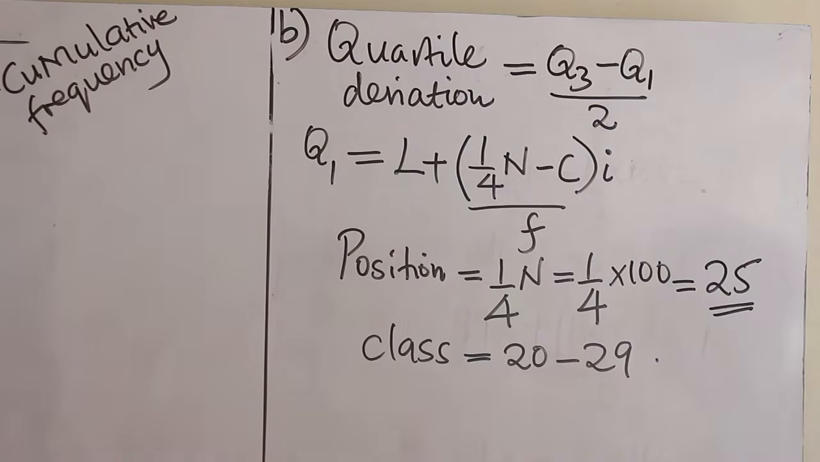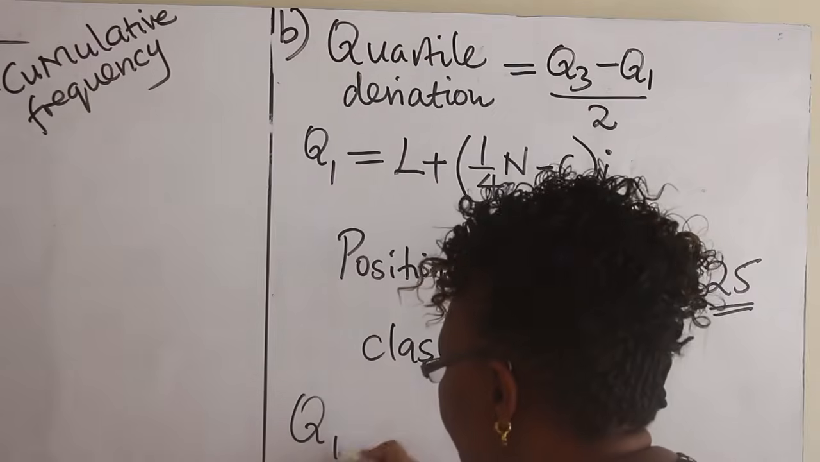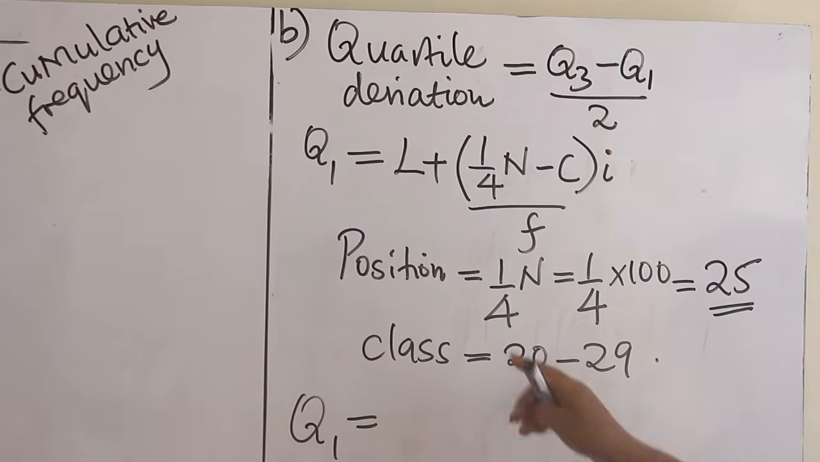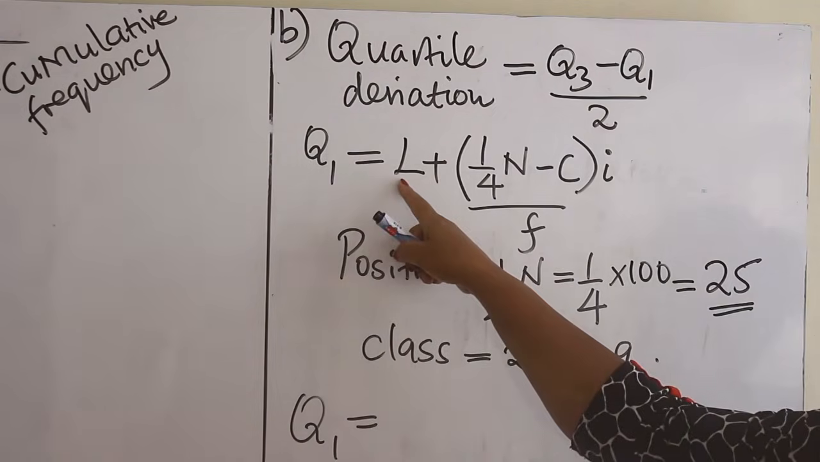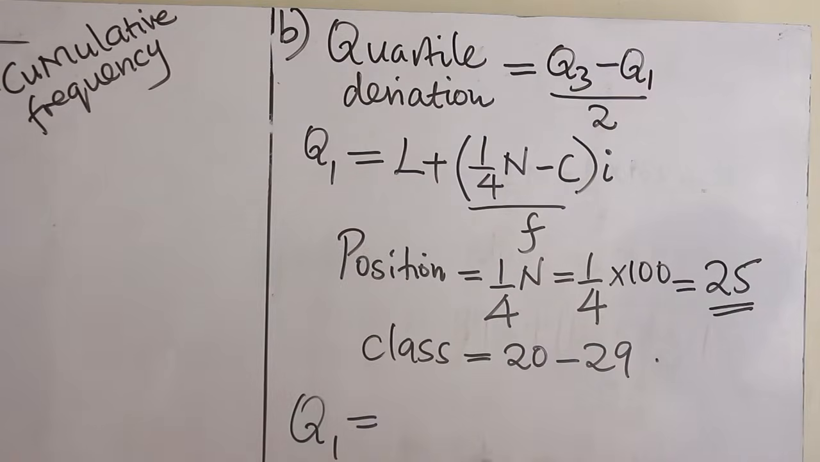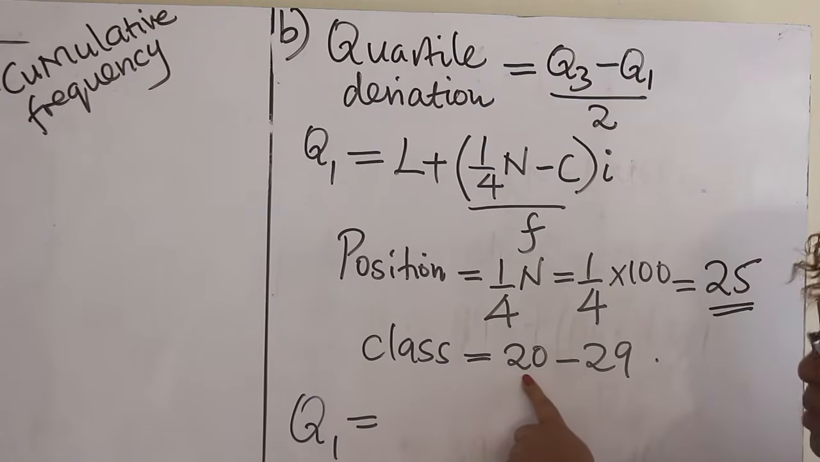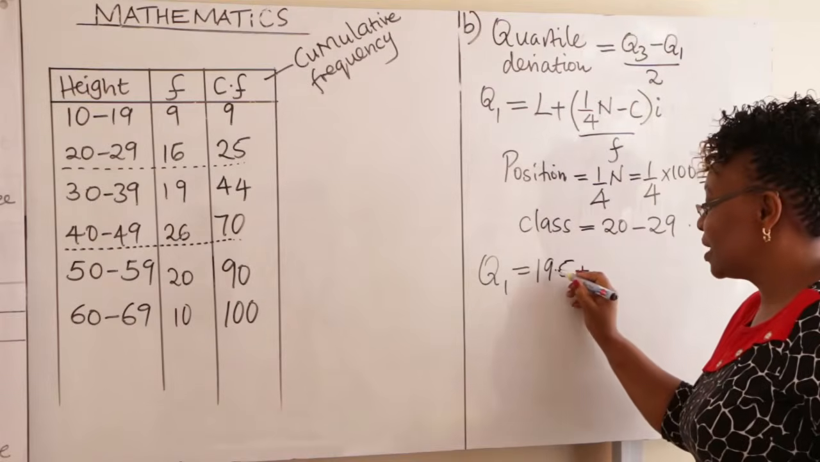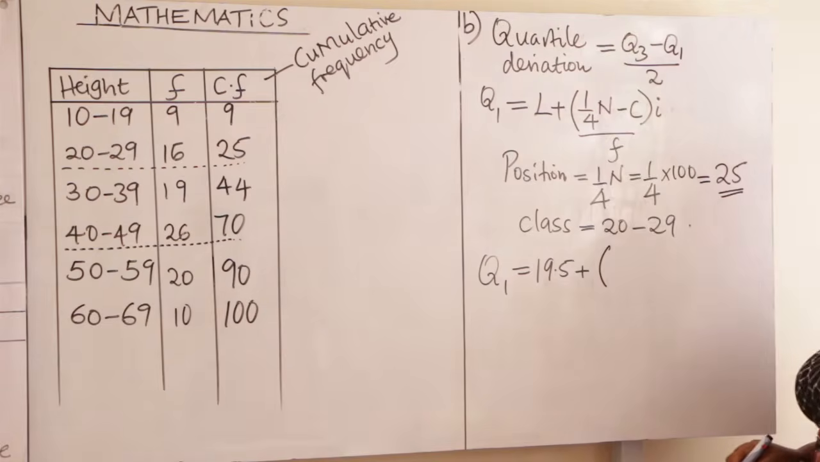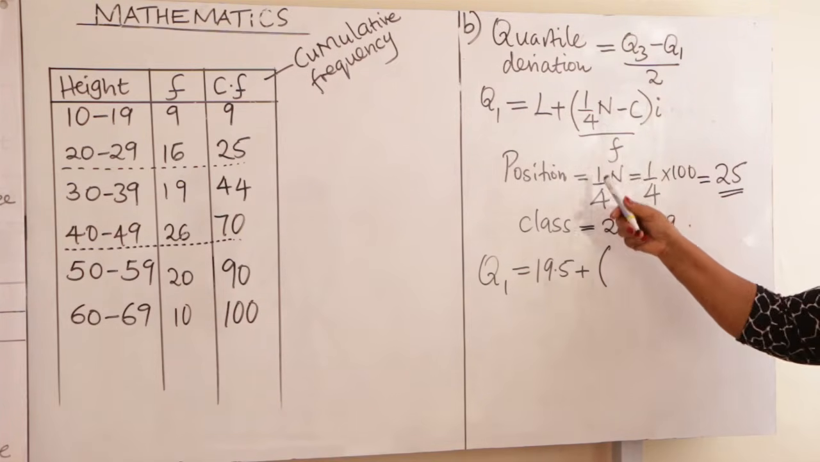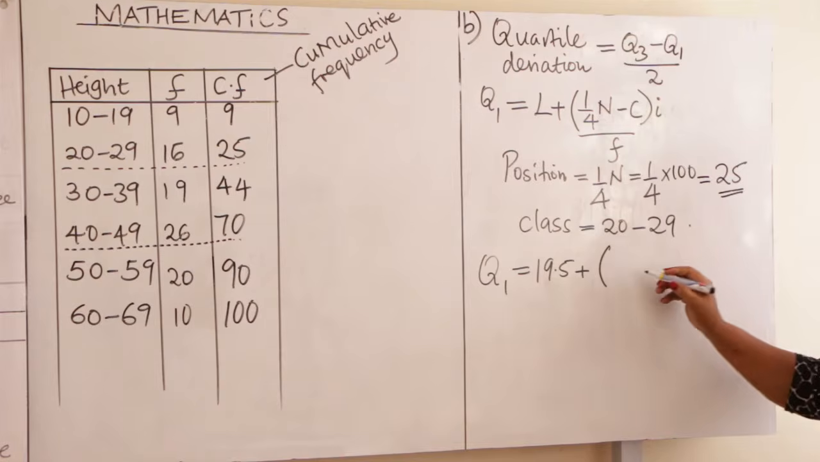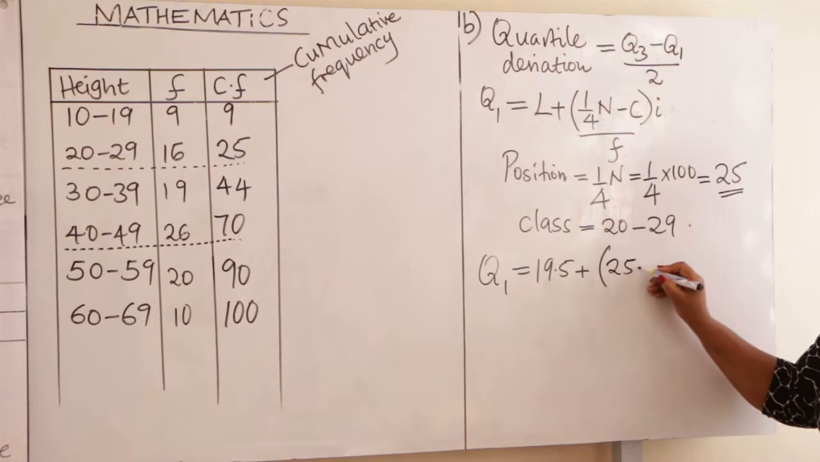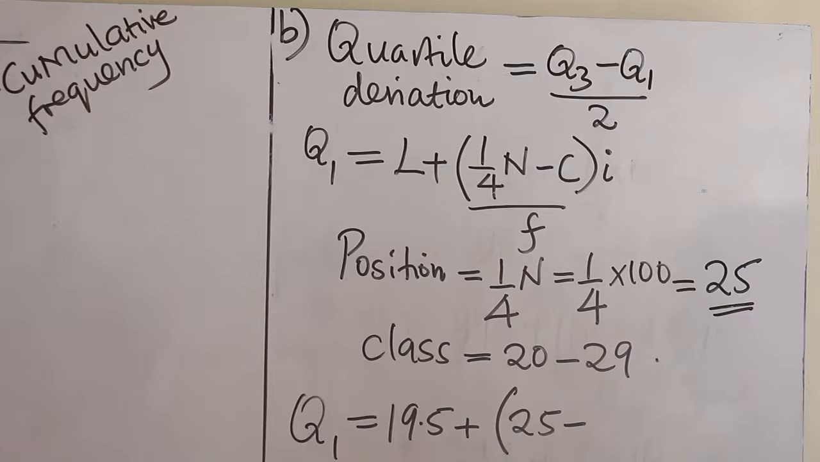From there now, get your Q1. Your Q1, learner, is the lower limit of the median class. You come to this lower number, just like we did in the median, you subtract 0.5. 20 minus 0.5 gives you 19.5. Yes? In brackets, a quarter of n, which we have already calculated. It is 25, right? Minus C.